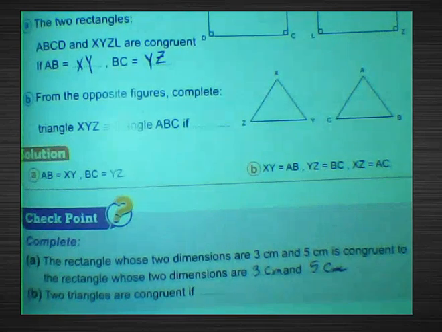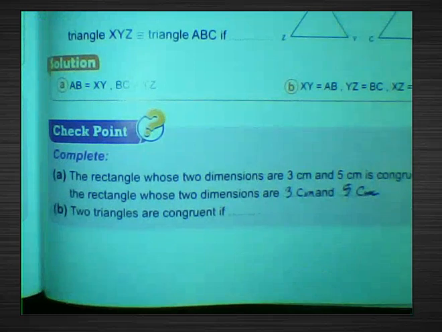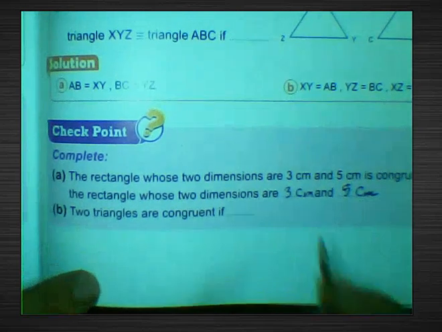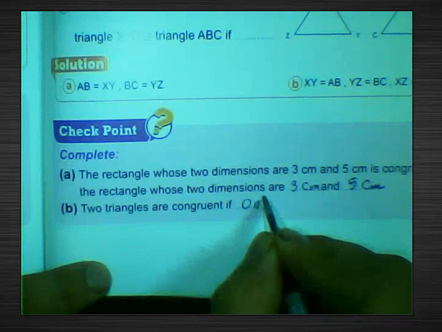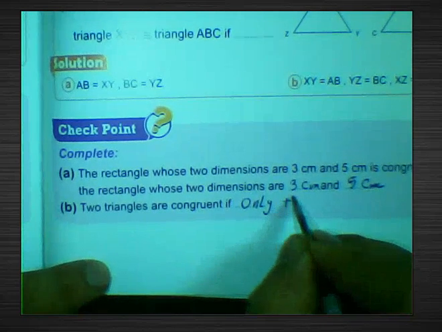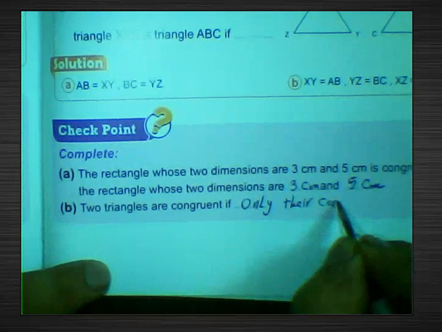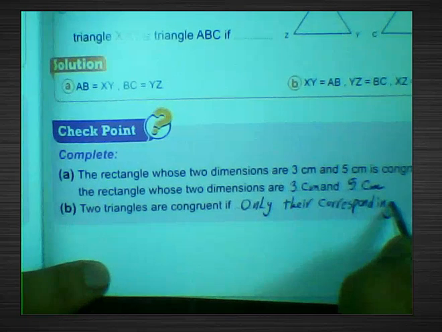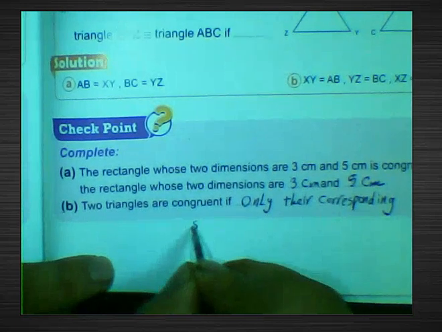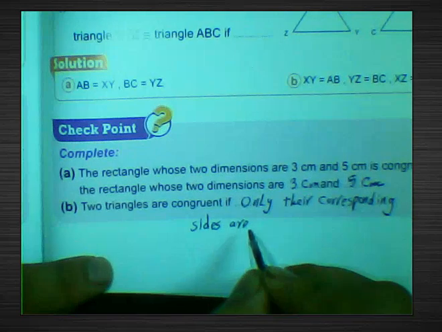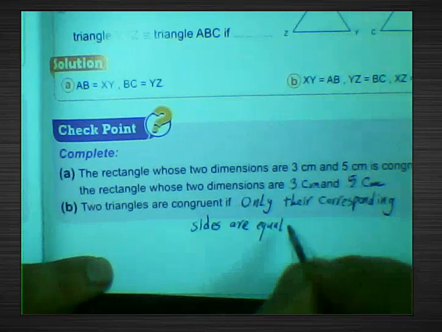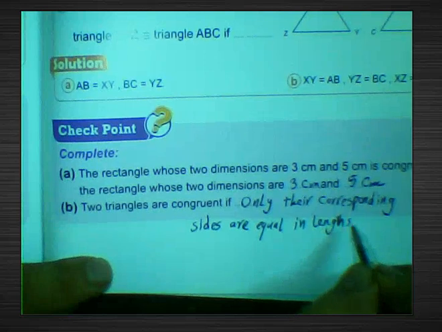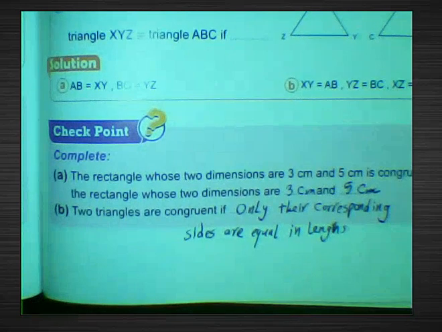Two triangles are congruent if only their corresponding sides are equal in length. If only, right here, only their corresponding sides are equal in length.